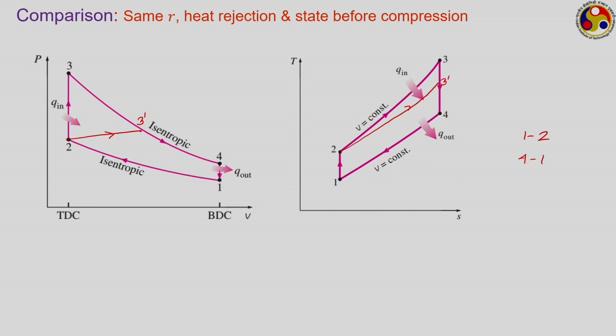Now, for this particular set of comparison, which cycle is having higher efficiency? Just check out. We generally like to do it from the heat transfer point of view. Eta thermal is equal to 1 minus Q out upon Q in. Now, here Q out is same for both the cycles. Which one is having higher Q in? The area under the heat addition curve is greater for the Otto cycle, because there the heat addition curve is 2 to 3. Area under 2 to 3 is definitely greater than the area under 2 to 3 prime.